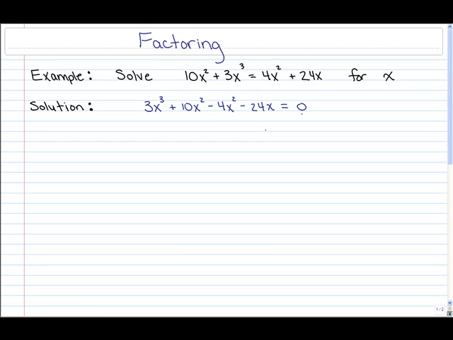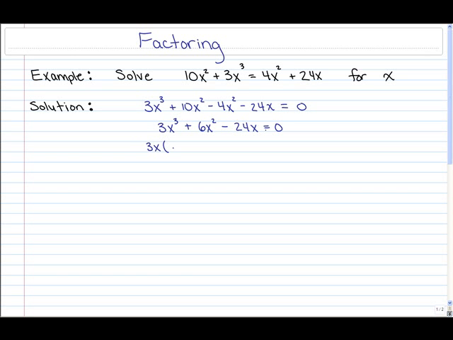Now on the left-hand side here, you can see that we have like terms of x squared. So I'm going to gather those like terms before we start factoring. So 3x cubed plus 6x squared minus 24x equals 0. Now notice that 3x cubed, 6x squared, and 24x are all multiples of 3, as well as they're all multiples of x. So we can factor out a 3x out of every single term.